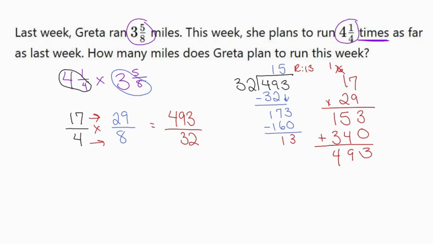So how do I turn that into a mixed number? Well, it's not pretty, but 15 is going to be the whole number that lives out in front. The remainder of 13 is going to be your new numerator, and your denominator is going to stay that 32. Now, this is a word problem, and it's asking how many miles does Greta plan to run. So she's going to run 15 and 13/32 miles.